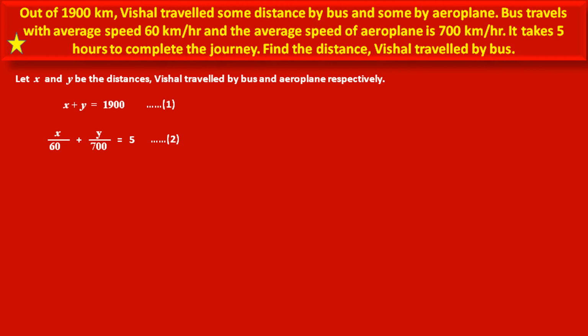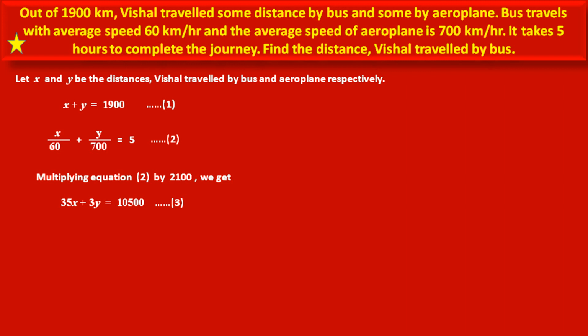So multiplying equation 2 by 2100 we get, first term becomes 2100 into x upon 60, that is 35x, plus 2100 into y upon 700, that is 3y, is equal to, on the right hand side, 2100 into 5, that is 10,500. This is our equation number 3.